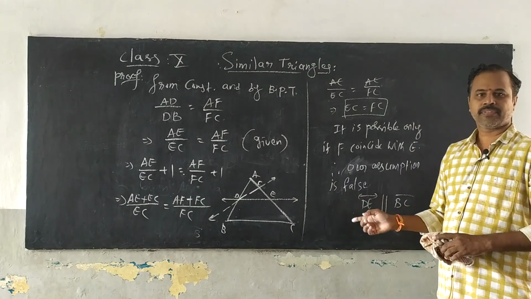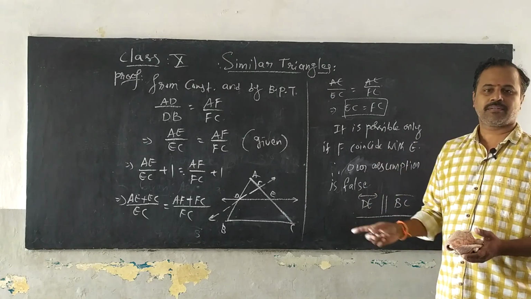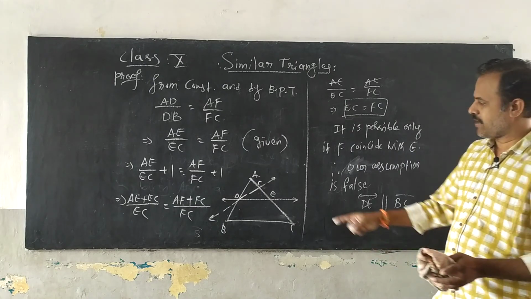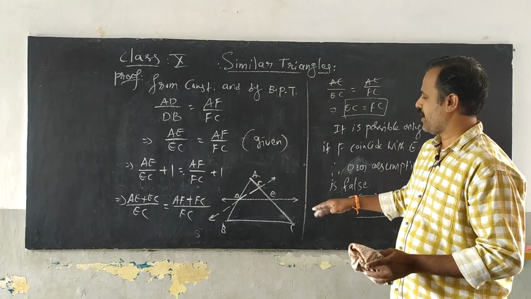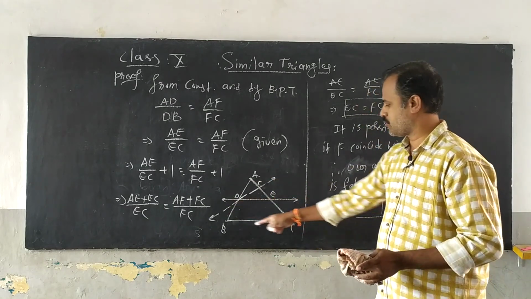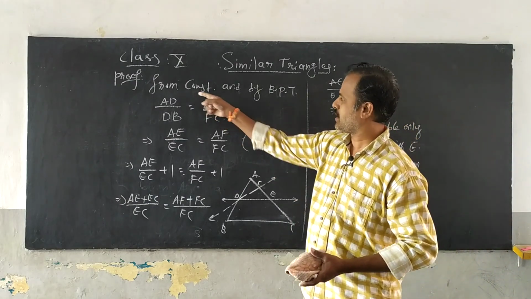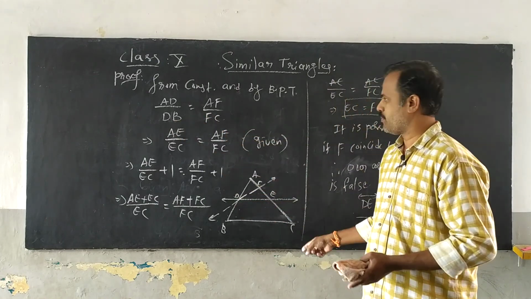Did you understand? This is the most important theorem 2. That is nothing but the converse of the basic proportionality theorem. There we have taken a triangle first of all. We said that AD is the line dividing in the same ratios, and we want to prove that DE is parallel to BC. And now in the proof, what did we take? By the construction and BPT, we said that AD by DB is equal to AF by FC.